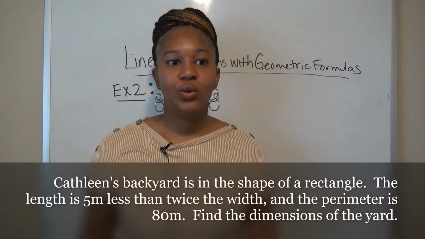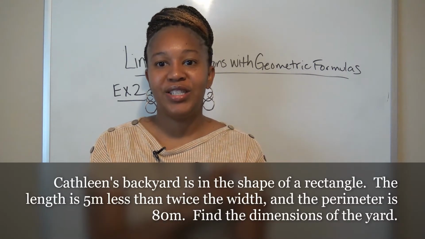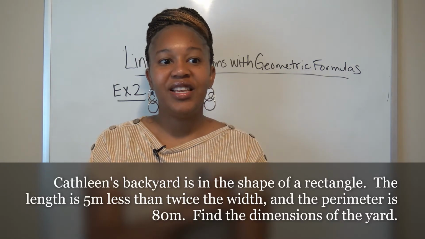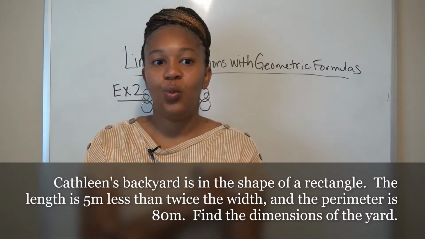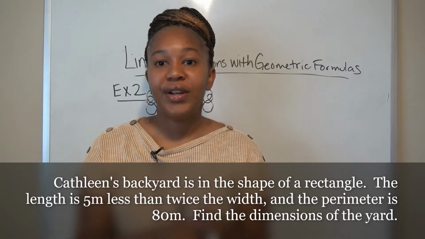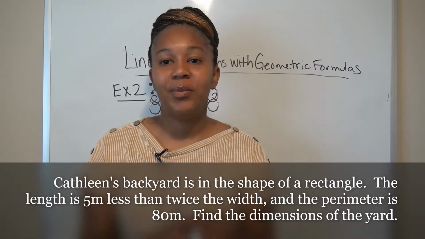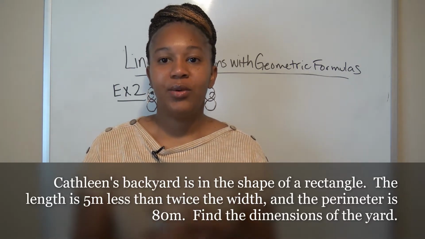For example 2, Kathleen's backyard is in the shape of a rectangle. The length is 5 meters less than twice the width, and the perimeter is 80 meters. So we want to find the dimensions of the yard. Okay, so we read the problem.